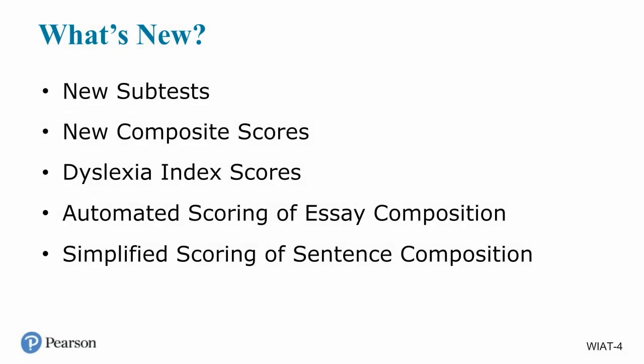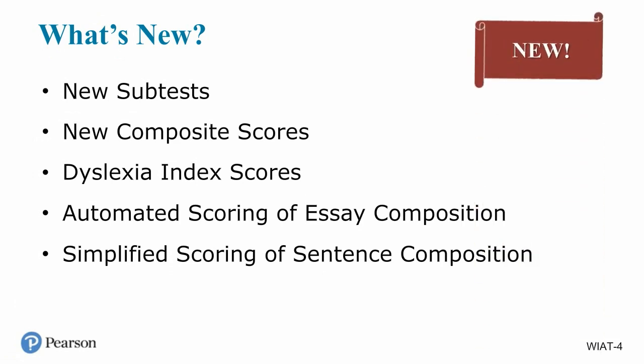The WIAT-4 contains significant revisions, including updated norms, new subtests and composites, revised subtests with new items and improved content coverage, updated artwork, and modifications to administration and scoring procedures to enhance the user-friendliness and clinical utility of the test. The content of the WIAT-4 has undergone extensive bias reviews and statistical analysis to ensure that all examinees can be assessed with confidence. This presentation looks at the new subtests and the new composite scores, including the Dyslexia Index scores. In addition, we describe the automated scoring of the essay composition subtest and show the simplified scoring of the sentence composition subtest.